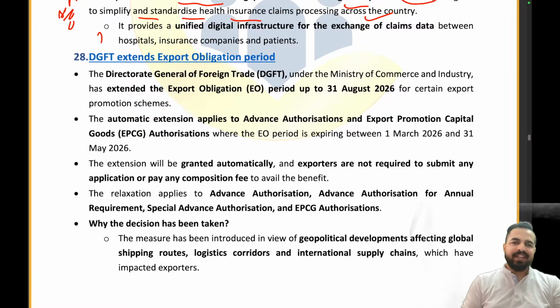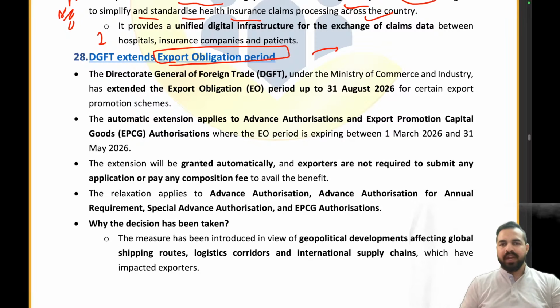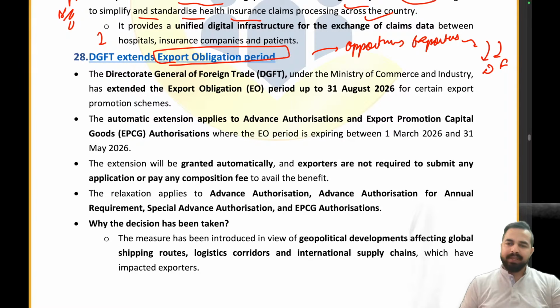So let's move ahead. DGFT extends export obligation period. So my dear friends, let me tell you that the Government of India always provides a kind of opportunity to the exporters. Now what kind of opportunity is there? Basically it says that the exporters can import duty-free articles under a particular part of the scheme, provided they ensure that they export certain goods of similar value in a given timeline, right?